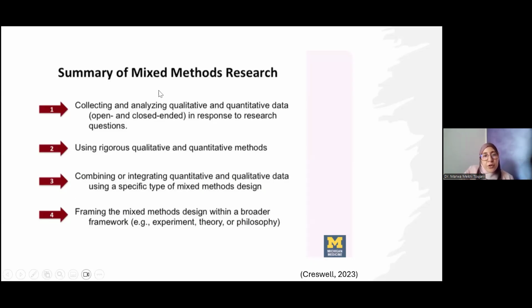So let's say the first and the third criterion here are essential in developing mixed method research.